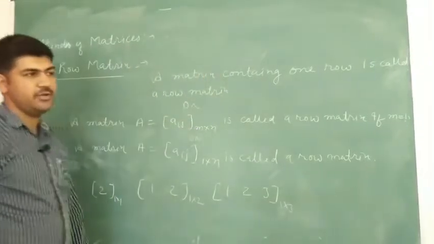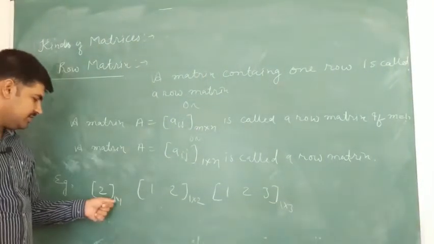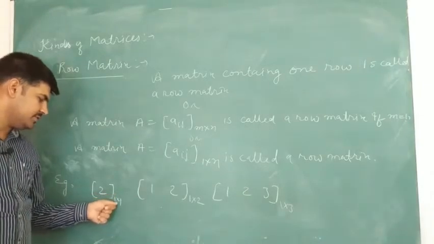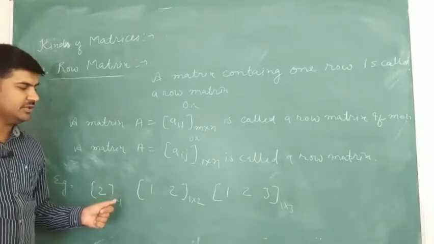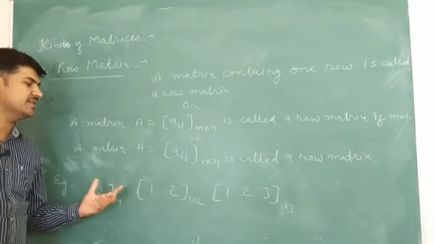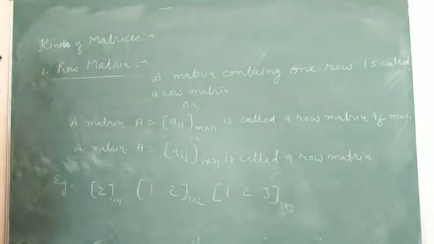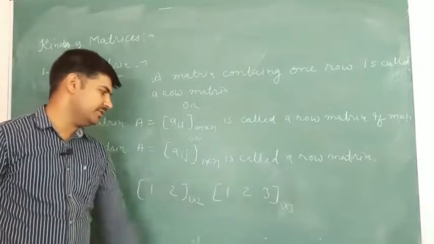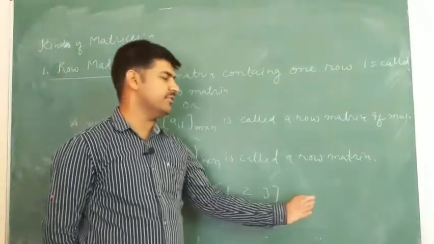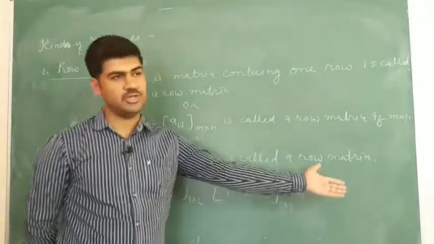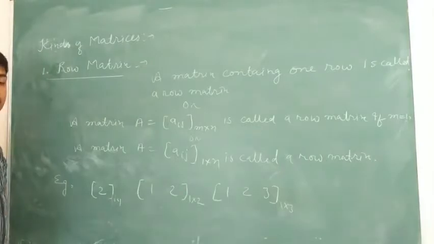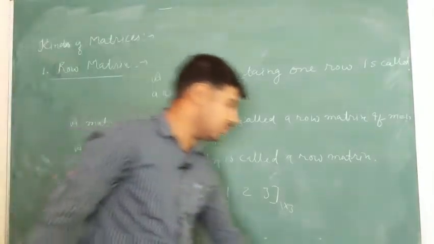So what you notice here in the example is that if the number of rows is equal to 1 in a matrix, then the matrix is said to be a row matrix. Suppose if you want to write a row matrix of order 1 by 6, you can write it with the elements. The second type of matrix is the column matrix.